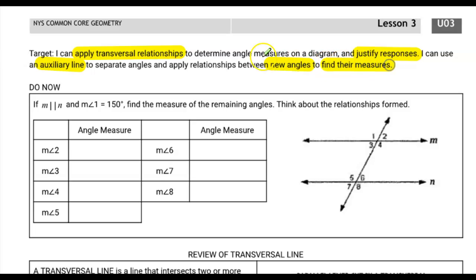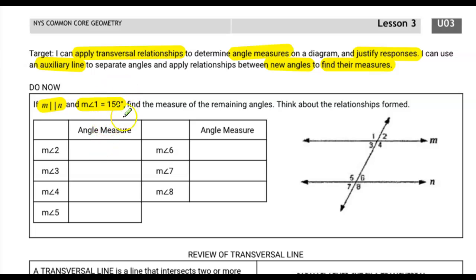And honestly, if I was to boil this down to one single thing, we're going to be finding angle measures today, but we're going to be finding angle measures using all the different ways that we've learned about over the past two lessons. In the do now, it tells us that M and N, those two lines, are parallel to each other. That's what these two vertical lines mean. And the measure of angle 1 is equal to 150.